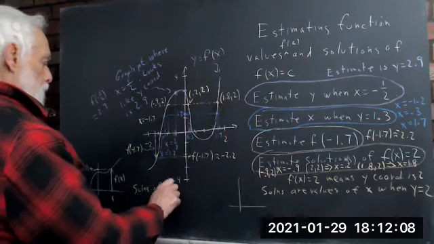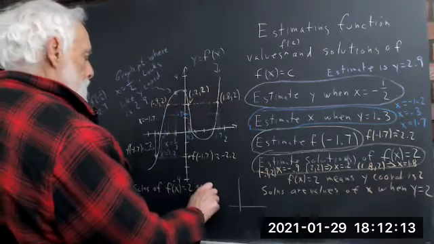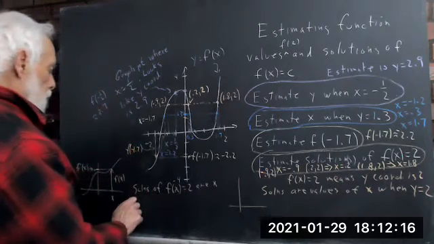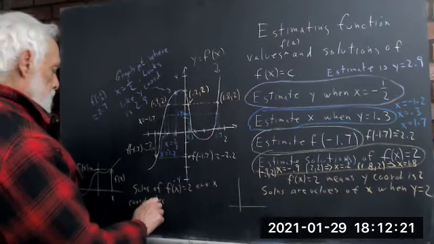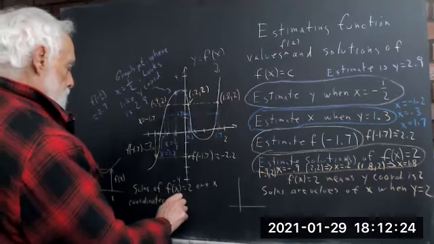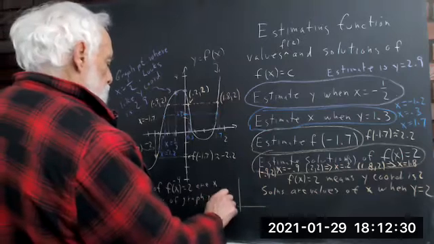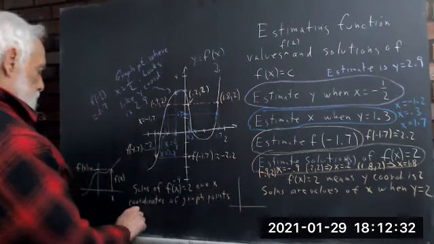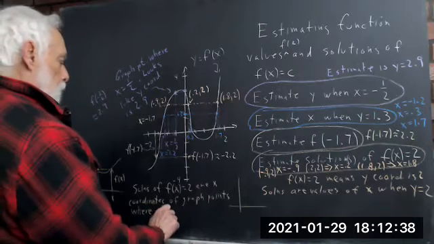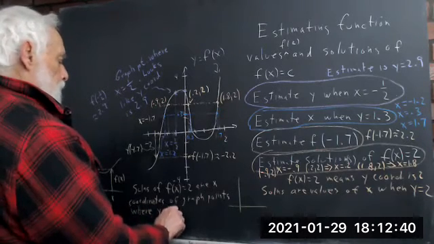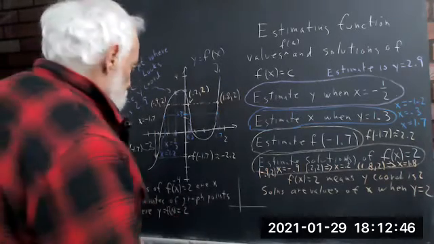So solutions of the equation f of x equals 2 are the x coordinates of graph points where y, and y is, of course, your f of x value, where y equals f of x equals 2.